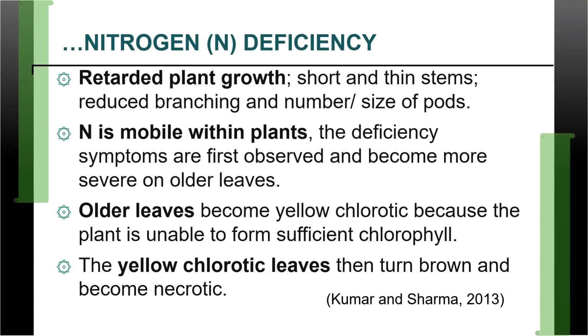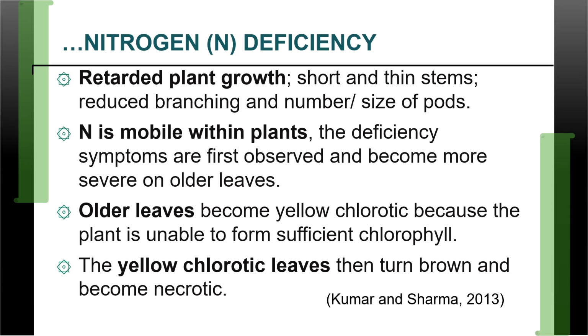Now you see what happens when there is nitrogen deficiency. Definitely the growth will be retarded, the plant will be shorter in height and thin stems will be there, with reduced branching and reduced number and size of pods. So branching is severely affected if you have nitrogen deficiency.